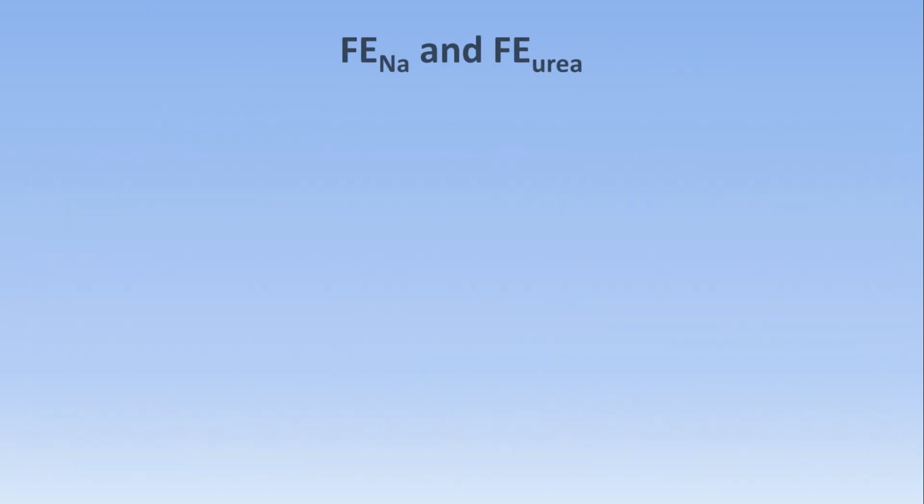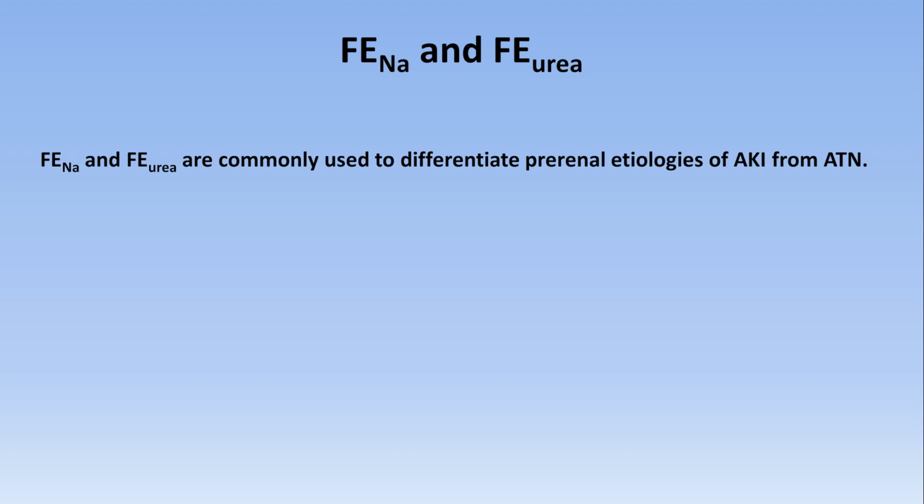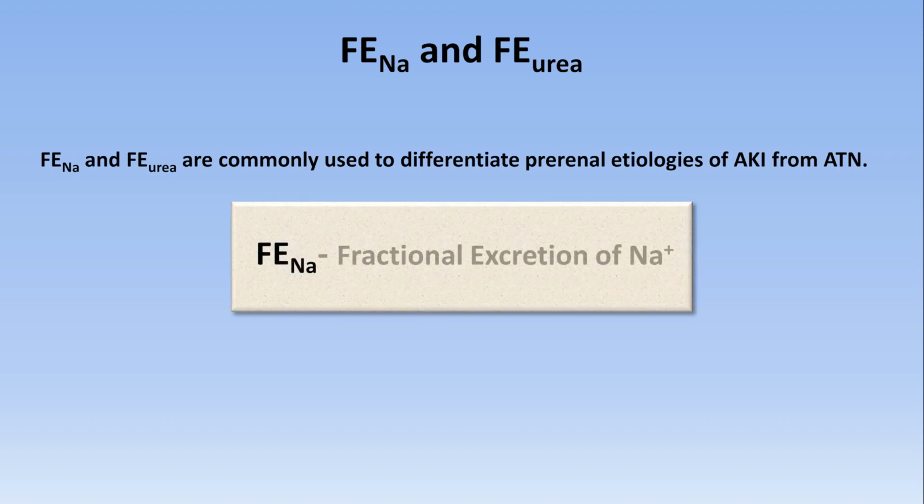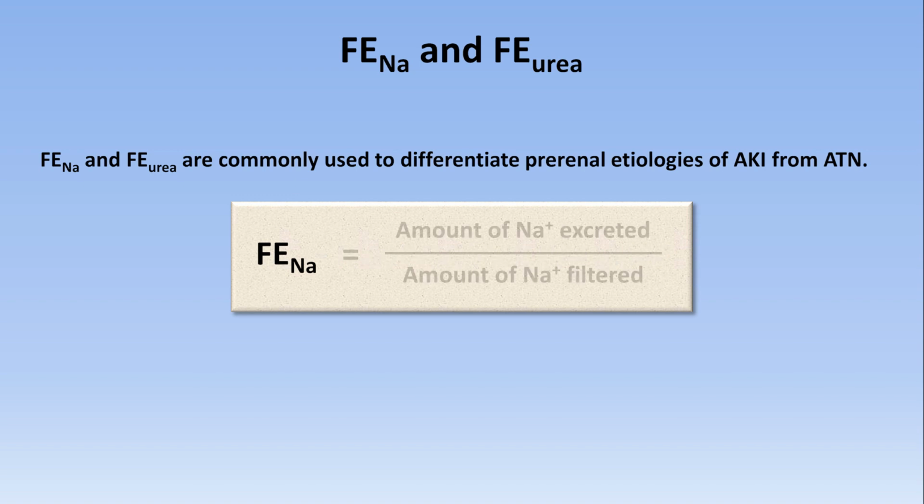Next, what is the FENa and FEurea? These are calculations based on both blood and urine tests, which are commonly used to differentiate PreRINO etiologies of AKI from ATN. The FENa has been in use longer and is more accepted, so we'll start with that one. FENa stands for fractional excretion of sodium. It is equal to the amount of sodium excreted in the urine divided by the amount of sodium filtered through the kidney.